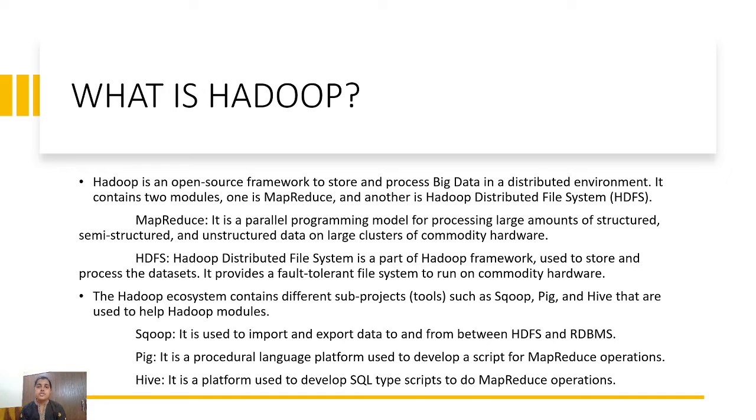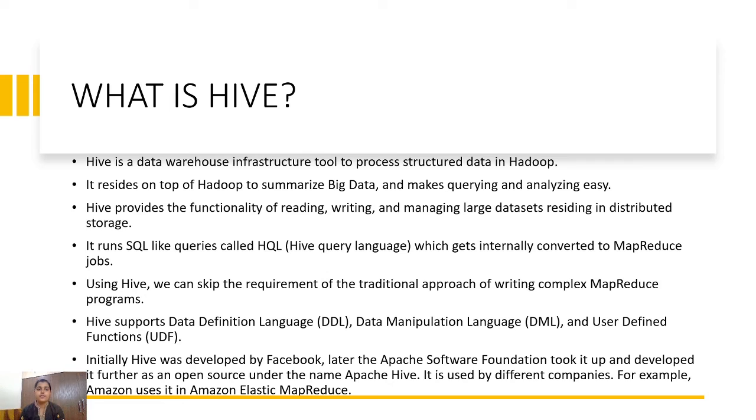Pig is a procedural language platform used to develop scripts for MapReduce operations. For performing MapReduce operations, it generates a kind of script. And Hive is a platform used to develop SQL type scripts to do MapReduce operations. So we'll see in detail what is Hive.